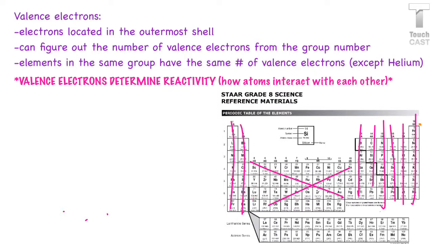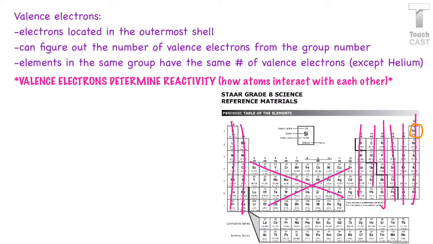The exception to this rule is helium. Helium can't have 8 valence electrons because it only has 2 electrons, and both of those are considered its valence electrons. Now, you've all learned that protons determine the identity of an element, but valence electrons are important because they determine the element's reactivity, or how the atoms interact with each other.